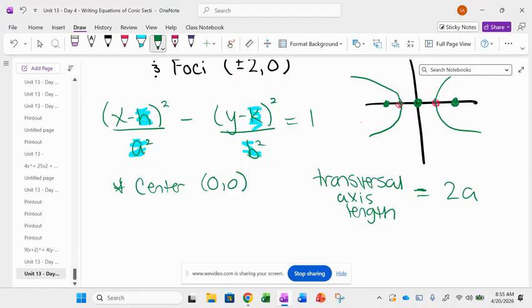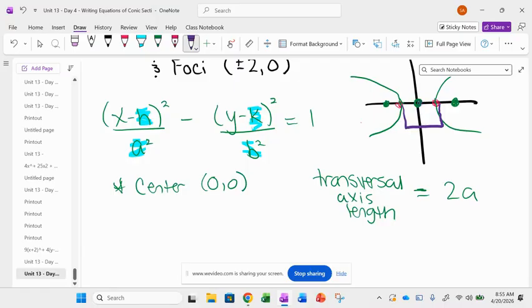Anybody remember? What does the transversal axis length measure, the distance from what to what? Amanda? Good, from one vertex to the other vertex. So that means from -1 to +1. How many units is that?